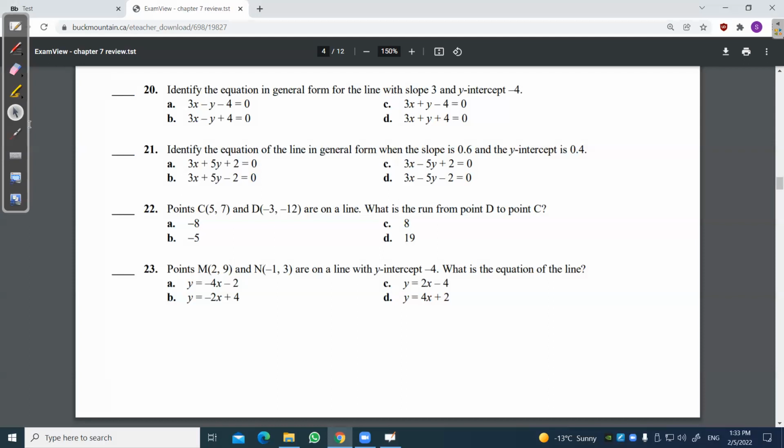Look at 23. So they've given you 2 points and the y-intercept, they want the equation of a line. Any ideas on how to do this?